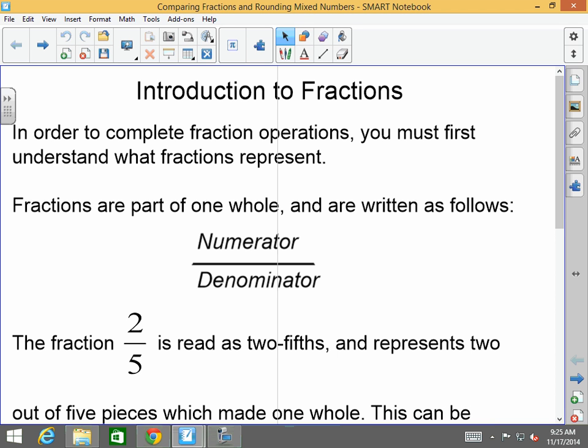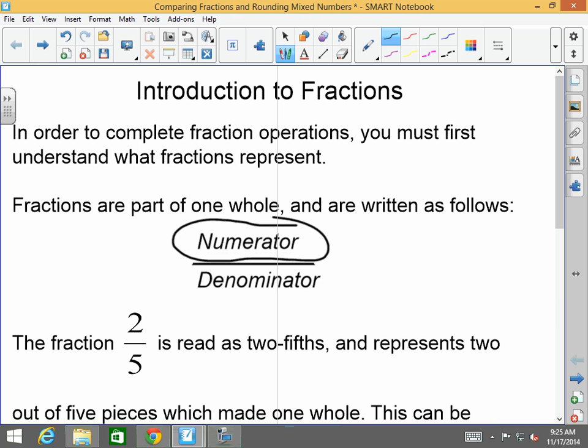Fractions, guys, the easiest way I could explain it to you: fractions are part of one whole. And they are written as follows. There is a numerator, which is on the top, and a denominator, which is on the bottom. A numerator and a denominator. And it describes a part of one whole unit.